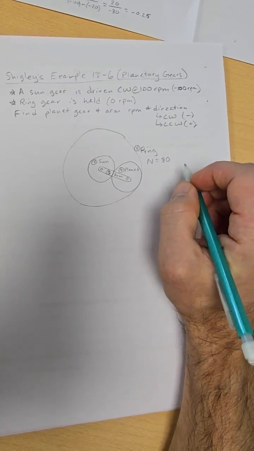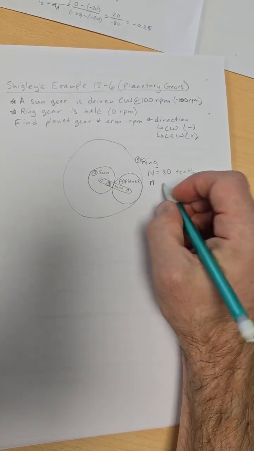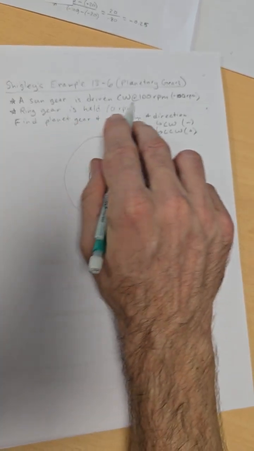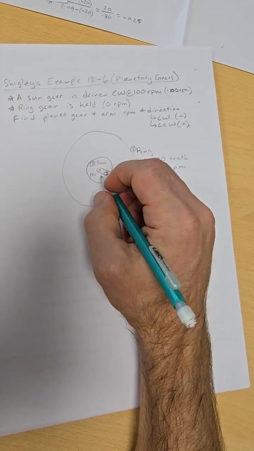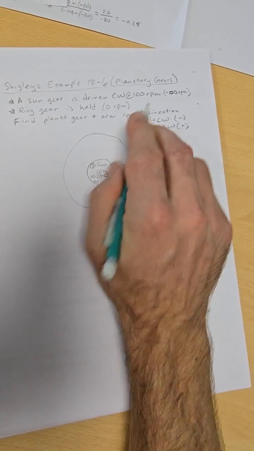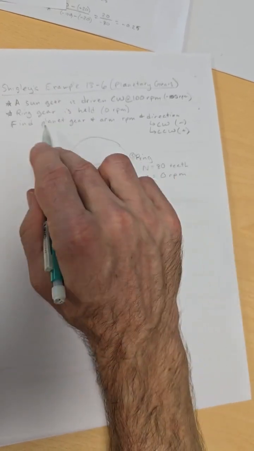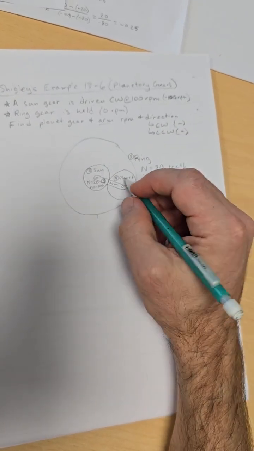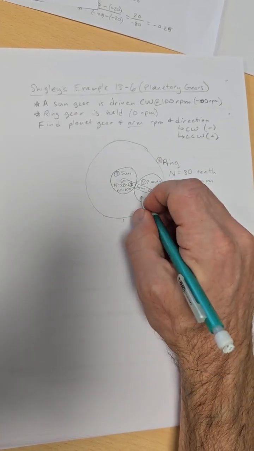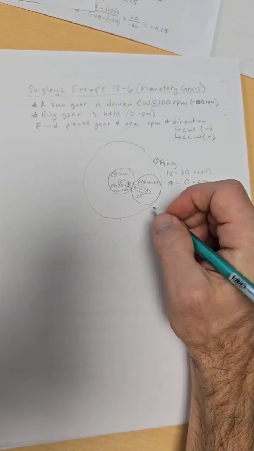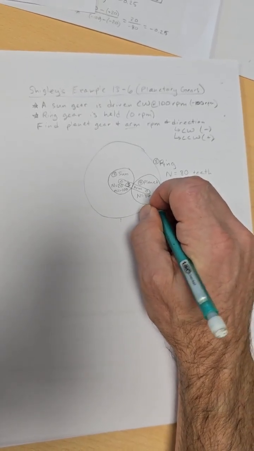The ring gear has a number of teeth associated with it, and in the problem we're told it has 80 teeth, and that the RPM is 0. The sun gear has 20 teeth, and the RPM is negative 100. The arm, we don't know the RPM. That's the problem. And the planet, we don't know the RPM, but we know the teeth. Of course, the arm has no teeth. But the planet, we're told, has 30 teeth.